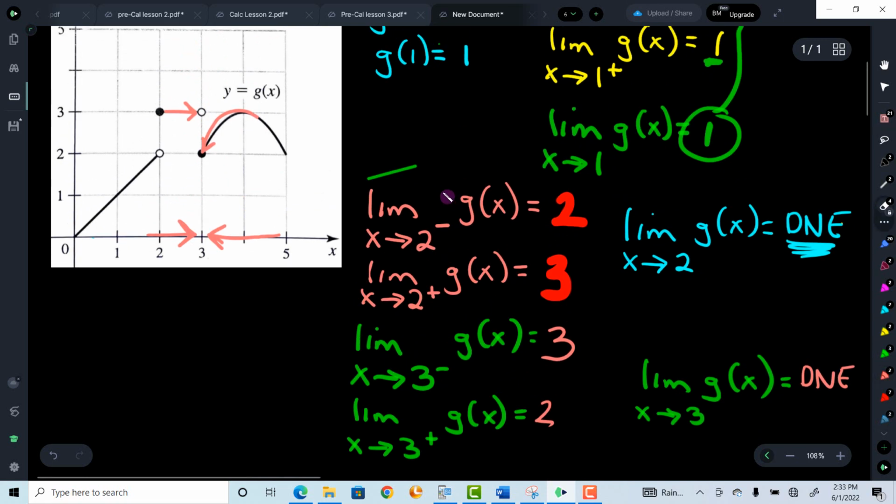All right, so that's a good review. Let me just make up one more example here. I'm going to add a point to our graph. I'm going to add this point right here when x equals 4. Okay, so what is f of 4? Well, f of 4 will equal 1.